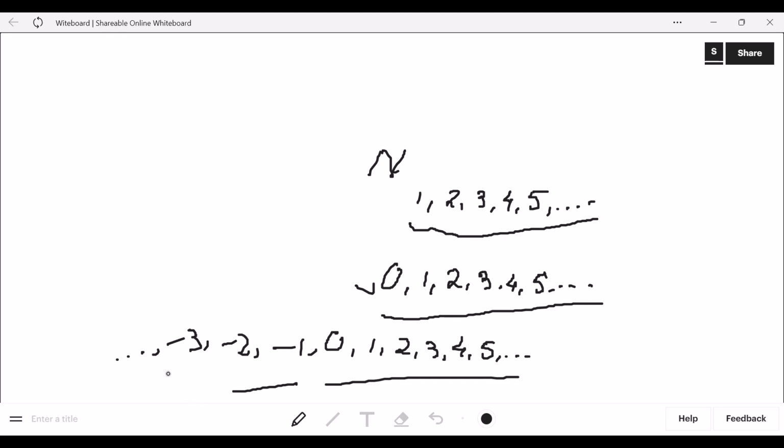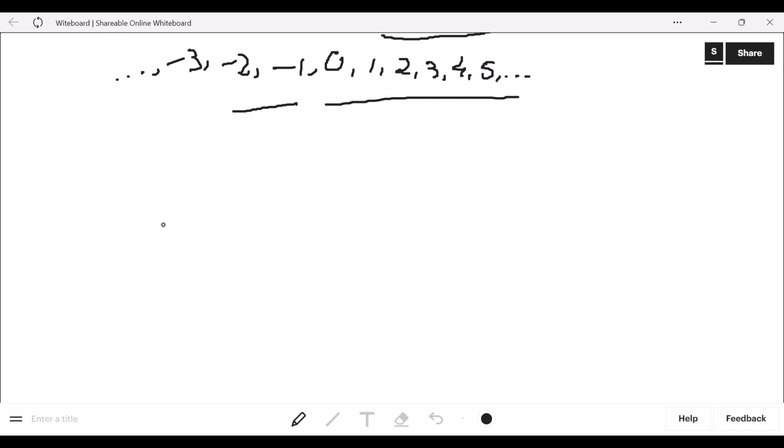So when we begin counting from 1, 2, 3, 4, 5, 6, 7, 8, 9 onwards, we get natural numbers. If we include 0 to this collection, we get set of whole numbers. And if we take all whole numbers together with negative of natural numbers, we get set of integers, right?